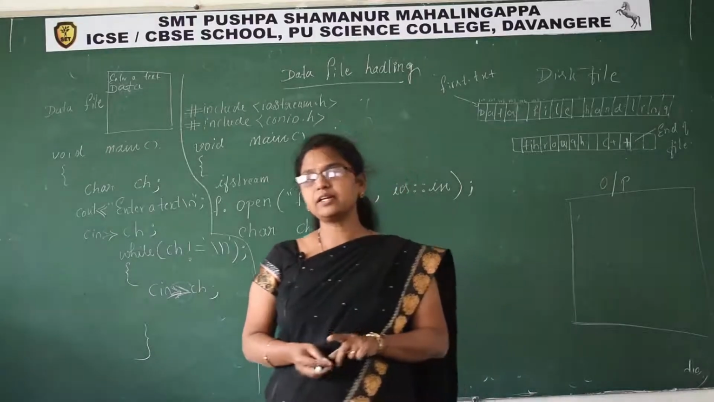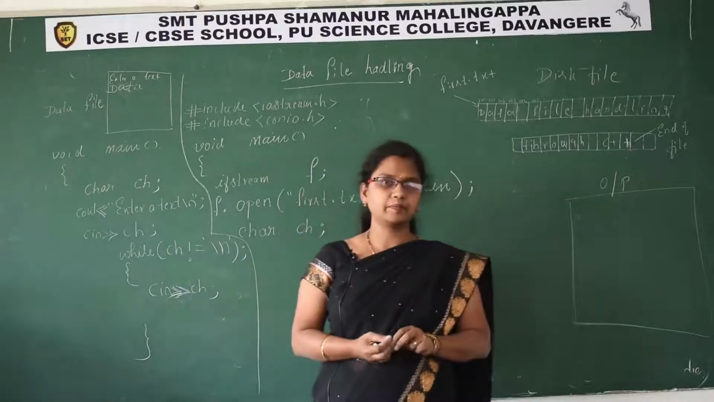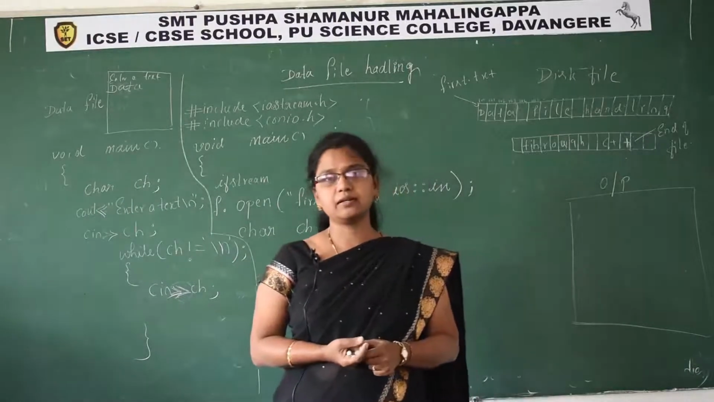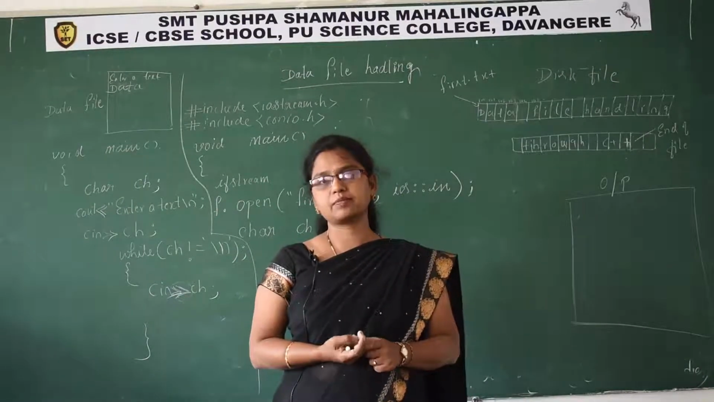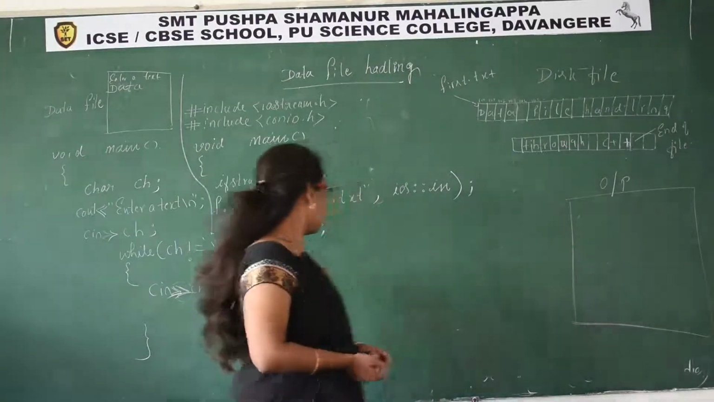So that is the advantage of the get and getline functions over the extraction operator. If you use the extraction operator, it can't read white spaces. It reads only printable characters. Okay?